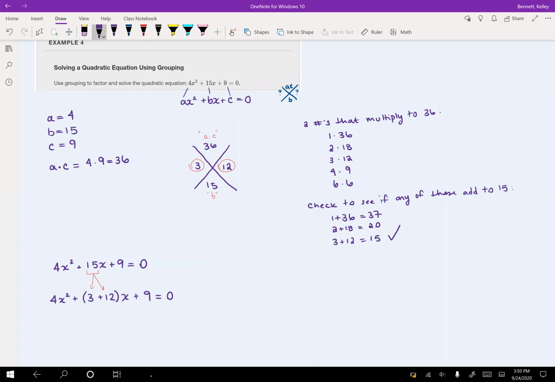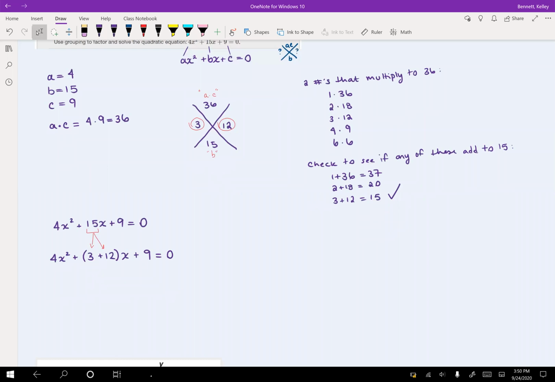And so what I'll do here is distribute the x onto the 3 and the 12. So I'll have 4x squared plus 3x plus 12x plus 9 equals 0. And I can leave it as 3 then 12, or I can put it as 12 then 3. It doesn't matter. The first thing I want to do is look at them in little pairs. So I'm going to look at these two here, and then these two here.